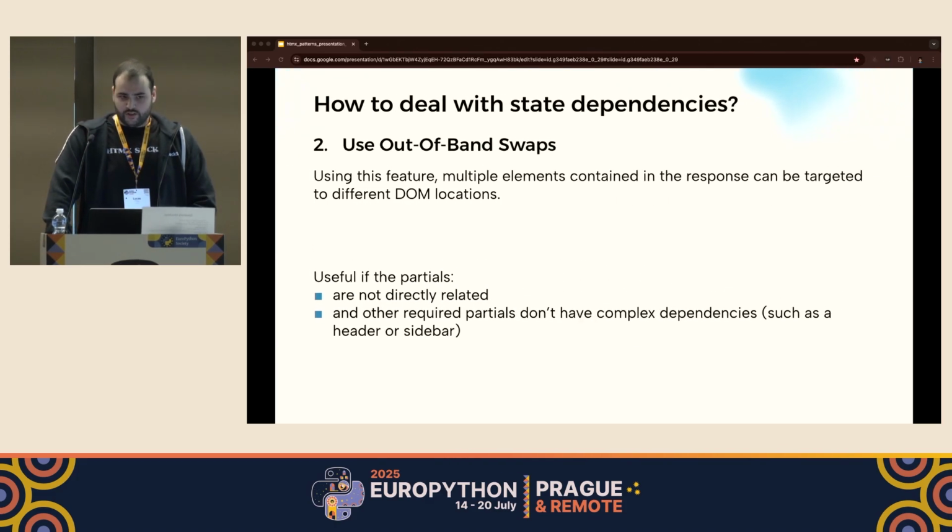Next is to use out-of-band swaps. Out-of-band swaps are a feature that HTMX provides that allows you to take the response and send parts of it to different parts of the UI. This is useful when you have simple dependencies and other partials are not related, so very different things. This is a great feature to use.